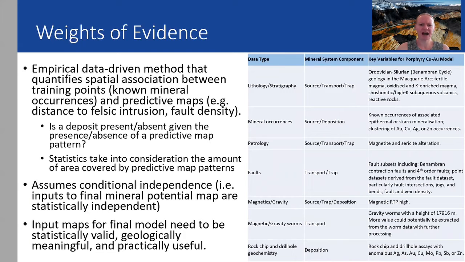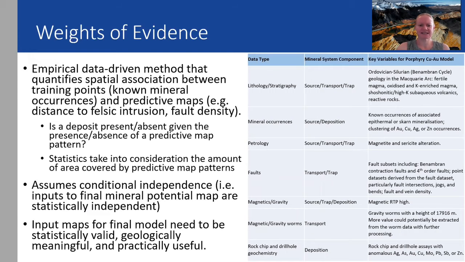So as I was saying, the initial study looked at using the weights of evidence technique, which is a Bayesian statistical approach that quantifies the spatial association between training points, or known porphyry copper gold mineral occurrences, and a set of predictive maps. So for example, distance to felsic intrusion or fault density or stream sediment copper anomalies. And it's basically looking at whether a deposit is present or absent, given the presence or absence of a predictive map pattern. So presence of a felsic intrusion or absence of a felsic intrusion.